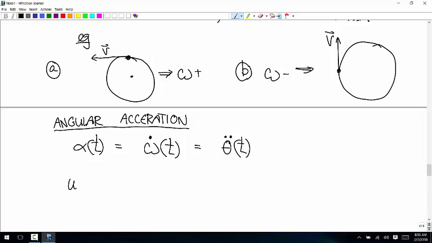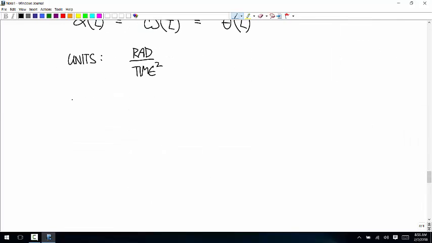The units, what do you think the units are? Yes, radians per time squared, and then if it's SI units, it's radians per second squared.